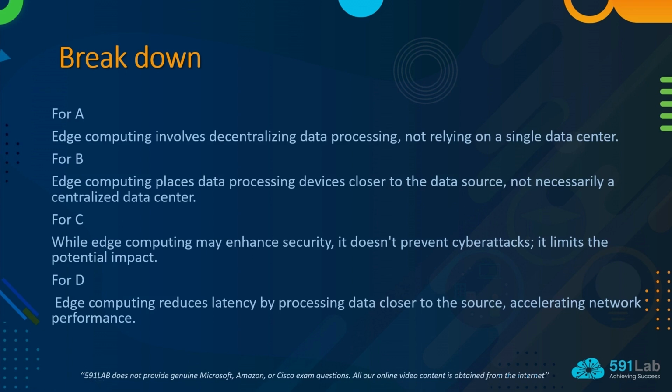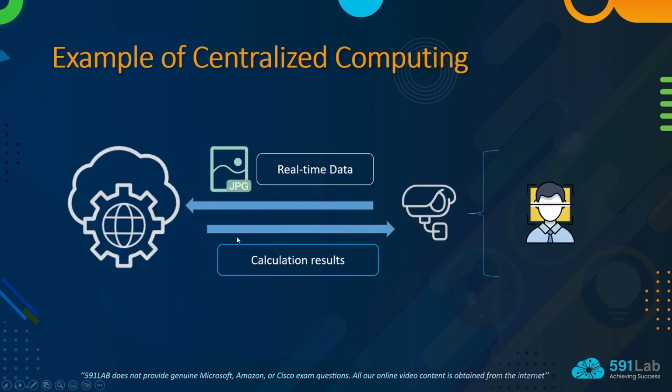And I will show a simple example for you about edge computing. So this is centralized computing. A very famous example is human face recognition or human face identification by AI, artificial intelligence. So we know there is some AI program running in our cloud data center, and this is a camera on the street.